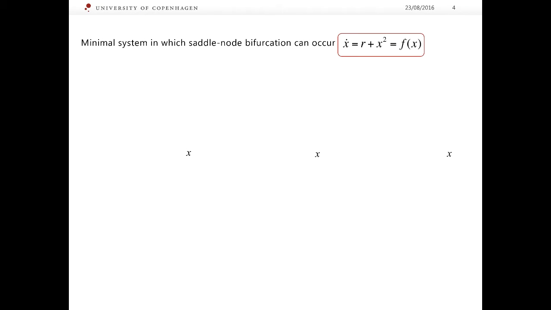Consider the simplest, the minimal model in which saddle node bifurcation can occur. It is described as follows: x dot is equal to a parameter r plus x squared, which defines the function f of x in the right-hand side.